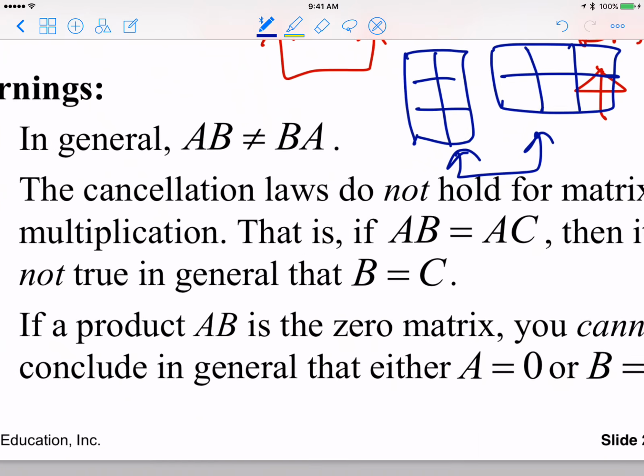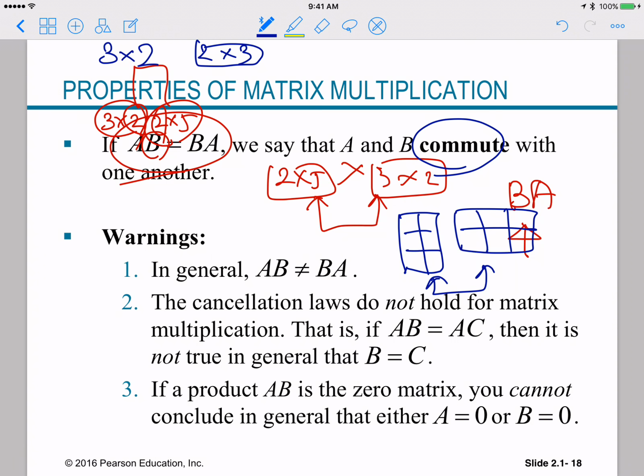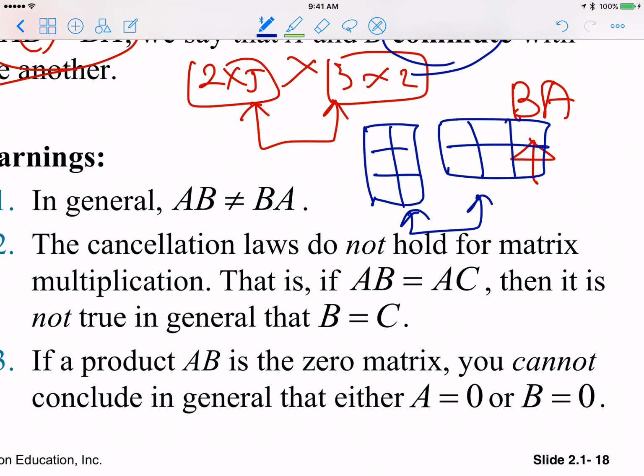Okay, and then another interesting one is this guy. Suppose you are given this equation: A times B equals A times C. In that case, we have some kind of an instinct that we want to cancel A.